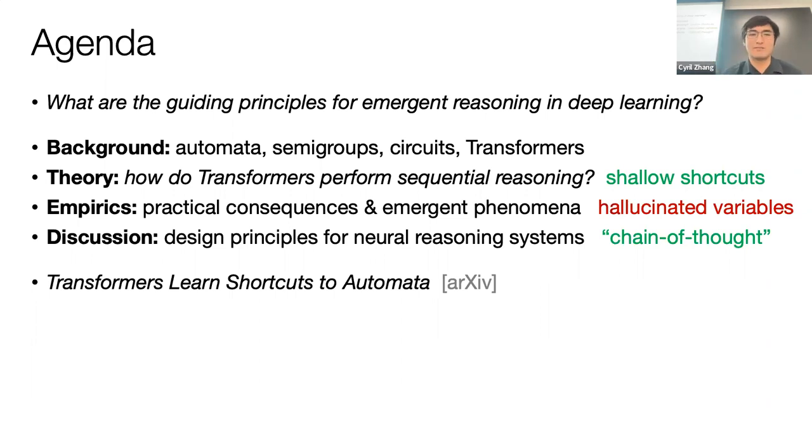Just to provide spoilers off the bat, we're going to analyze this phenomenon of transformers learning shallow shortcuts to what might appear to be long reasoning chains. We'll see that there is actually a problem with learning these shortcuts, even though there are benefits of computational depth, of hallucinating variables, and we'll get into potential mitigations and open engineering challenges.